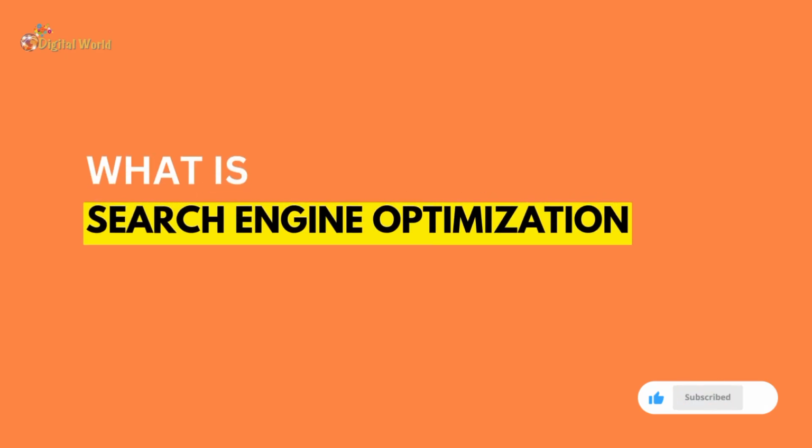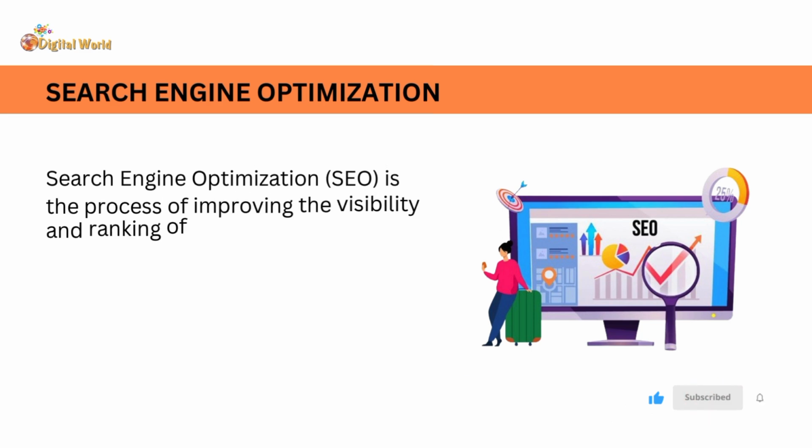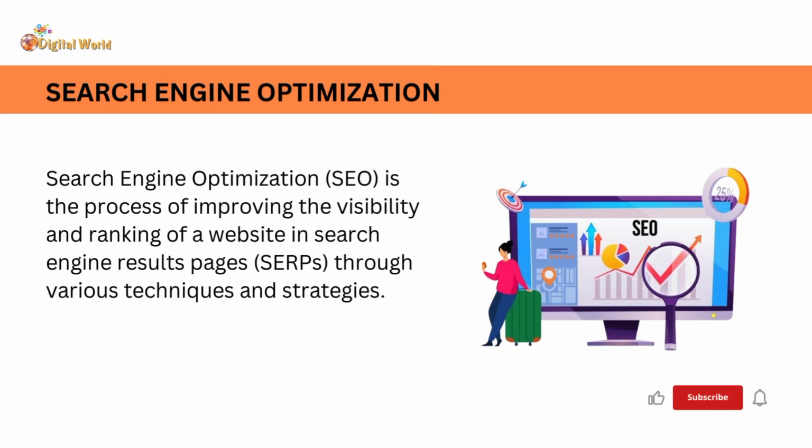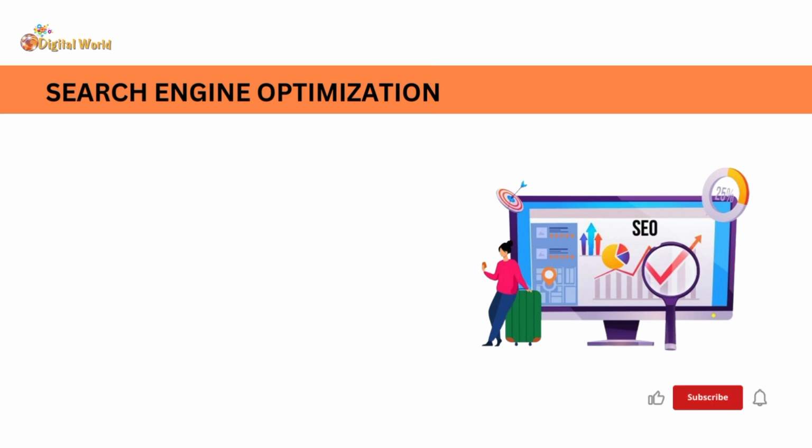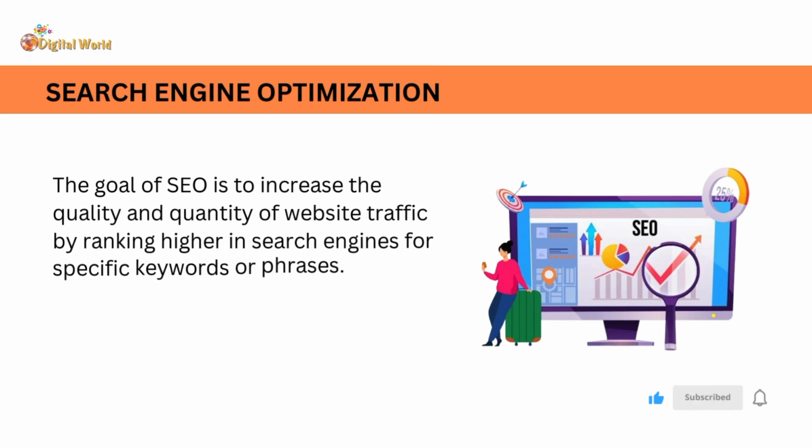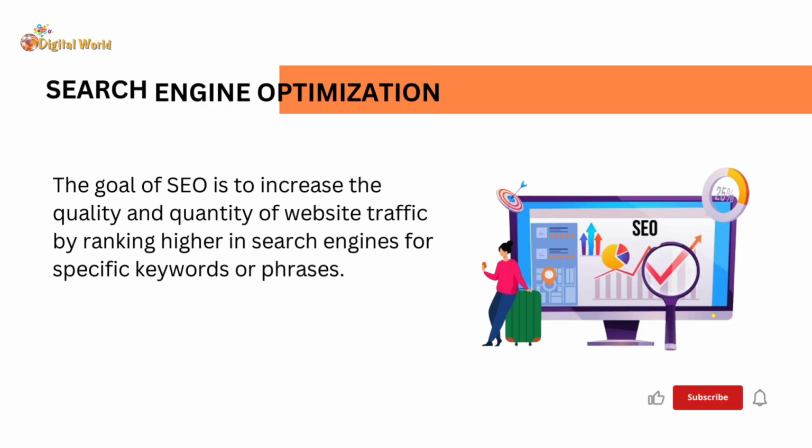Now we will talk about what is search engine optimization. Search engine optimization, SEO, is the process of improving the visibility and ranking of a website in search engine results pages, SERPs, through various techniques and strategies. The goal of SEO is to increase the quality and quantity of website traffic by ranking higher in search engines for specific keywords or phrases.